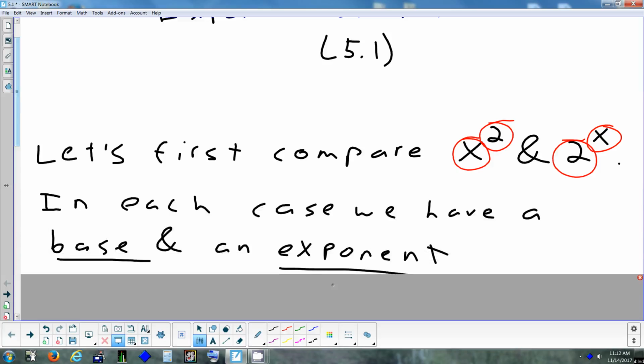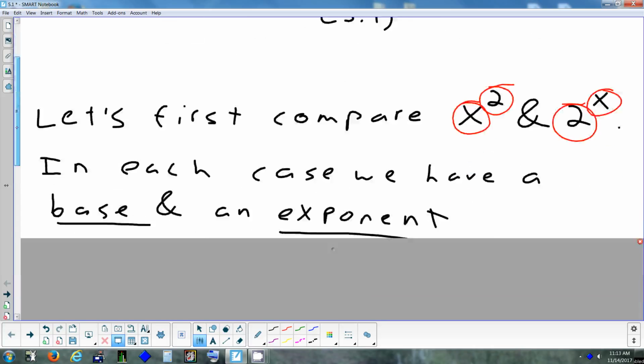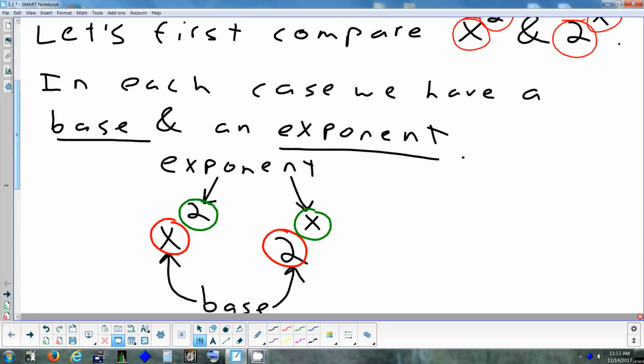So in each case here, you have a base and an exponent. You can call an exponent a superscript, but generally you just call it an exponent. Okay, the difference is that in one case, your exponent is a variable. In the other case, it's a constant. And that'll basically tell you whether or not you have an exponential function. Okay, so in the one on the left, x squared, the base is x, the exponent is a 2.